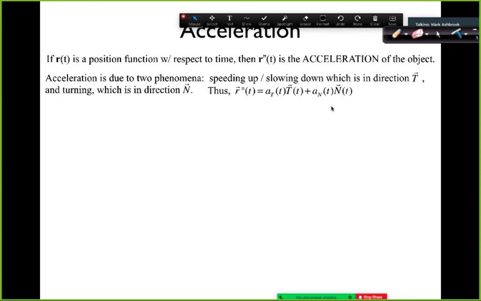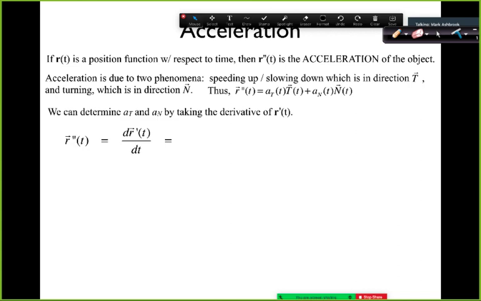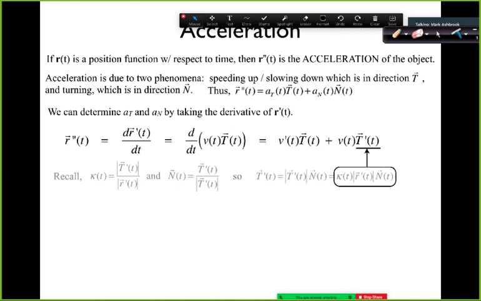So I'm not going to derive this at all. This is how we come up with it. But I want to get back to the pictures.